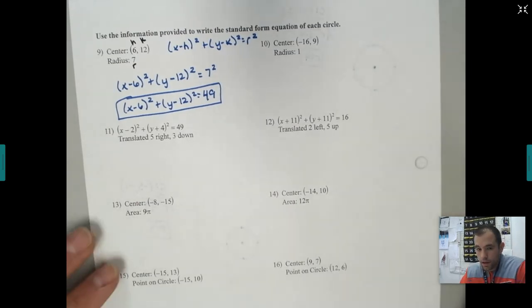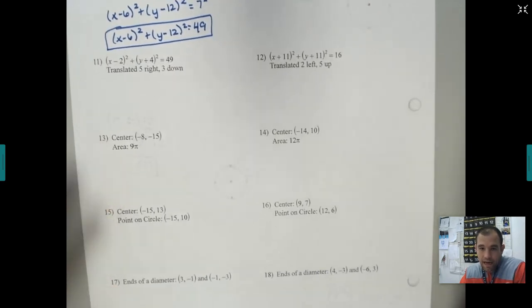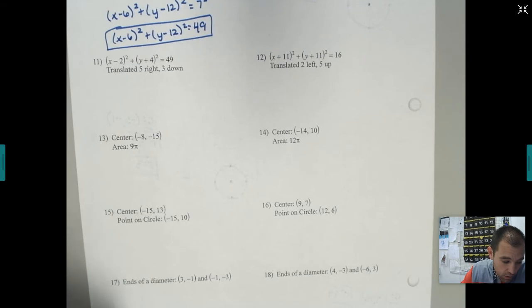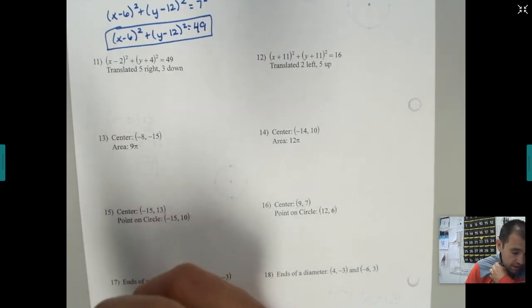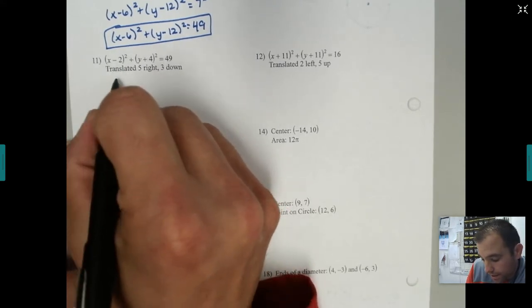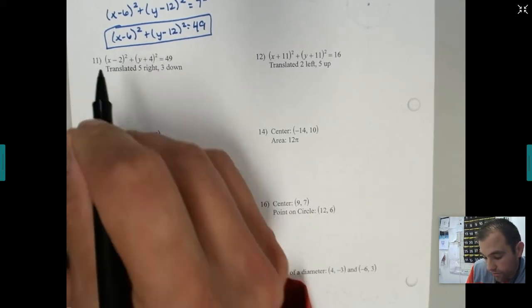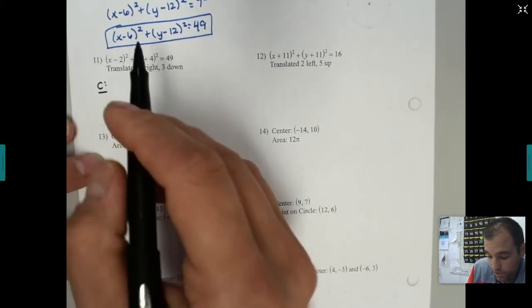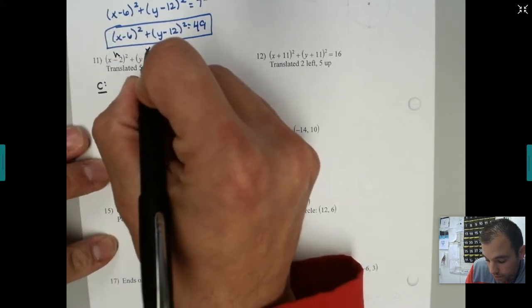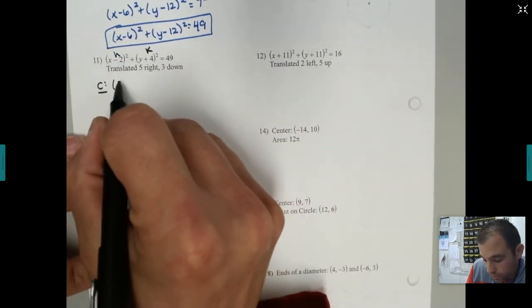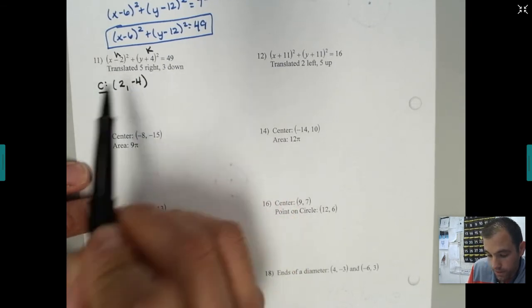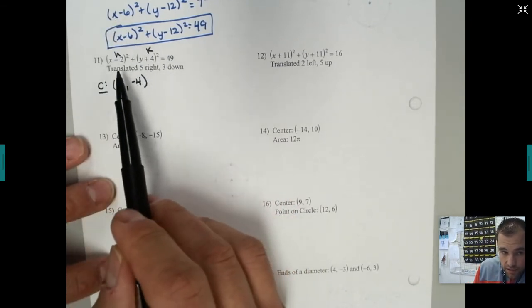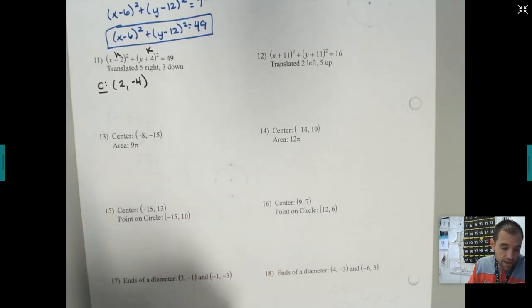All right, number 11. Now it's going to be translated. So we're going to move it left or right or up and down depending on what the problem says. Okay, so the easiest thing that we want to do is find the center first. So find the center of this, which is h and k, like I've said now like 5 times. So the center would be 2, negative 4, because we do the opposite. So positive 2, negative 4. This says translate 5 right and 3 down.